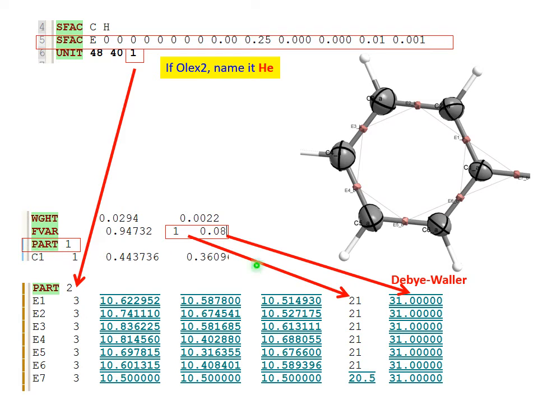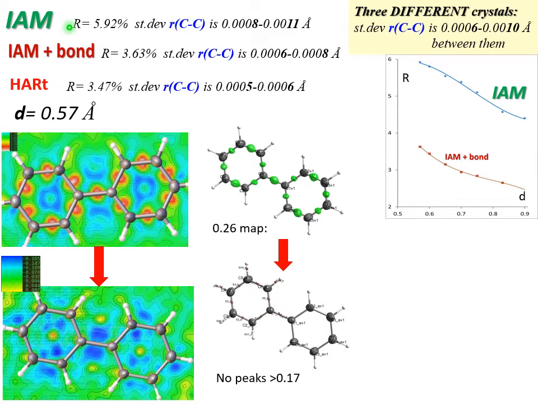You name your existing atoms as part 1. You apply part 2 for your new scattering center. And you have variable occupancy. And you have variable Debye-Waller parameters. So two parameters. The 1/2 here is coming from the inversion center. The result will be a dramatic drop in R factor from 5.9 to 3.6.